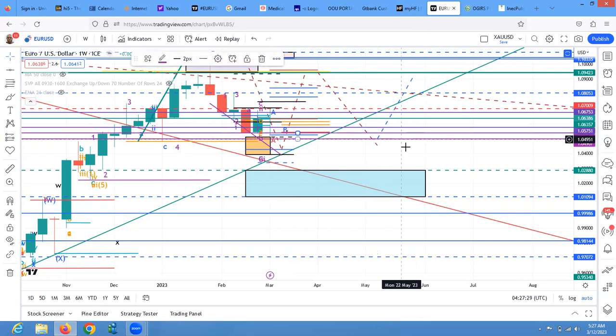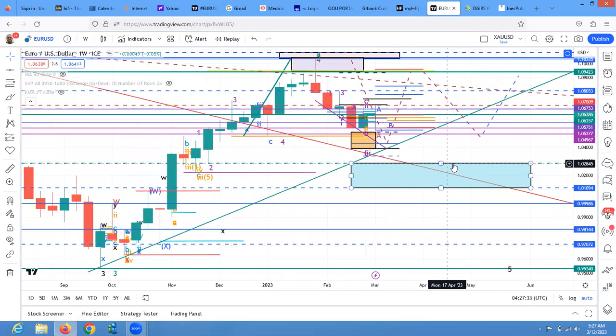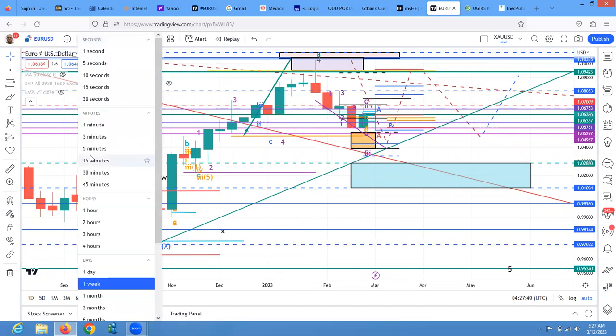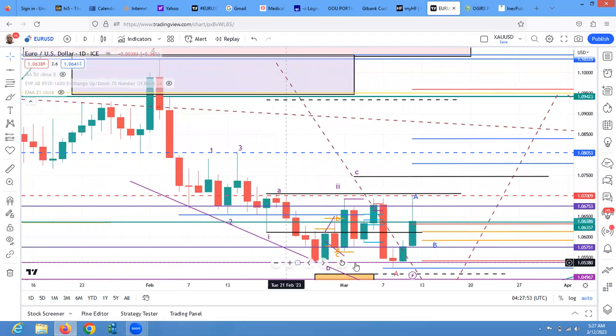The weekly support is there. That's where price is. So we know this is weekly support. This is daily support up. Weekly support and daily support. So this is weekly, this is daily support. This is weekly support.